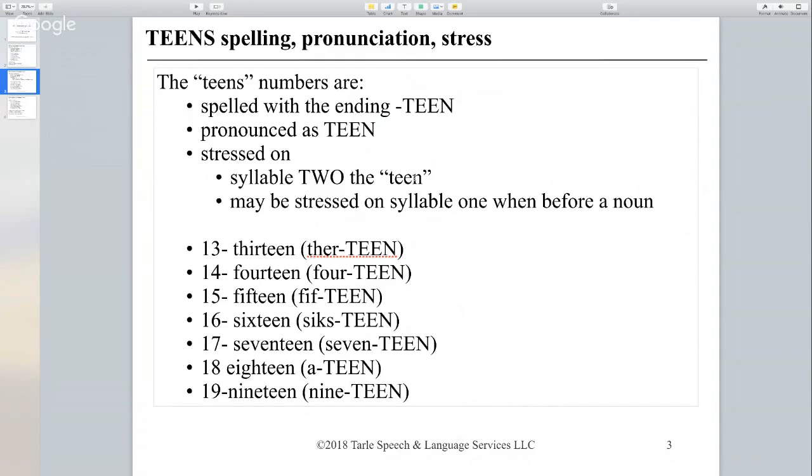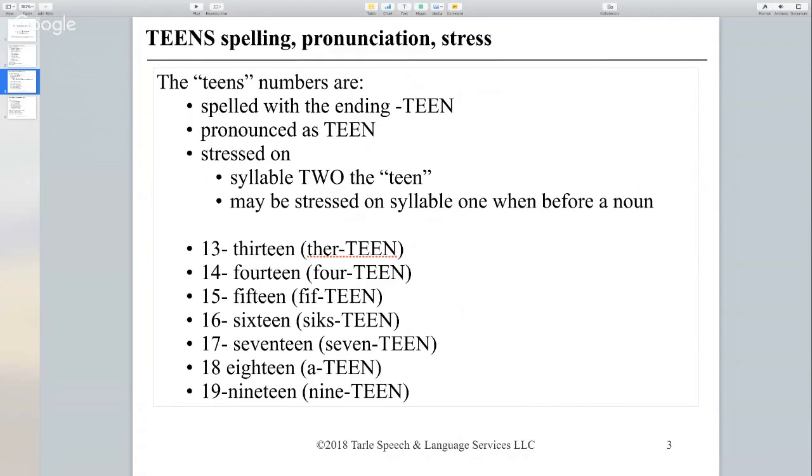Okay? Most of the time when you're giving numbers and when people are misunderstanding you, it's typically when you're giving numbers in a list. So when you are doing that, you are going to stress syllable 2, the teen. There is an exception. The number portion of the teen may be stressed when it is before a noun. And I'll give you an example for that. But let's just focus right now on learning the stressing syllable number 2 and the teen.